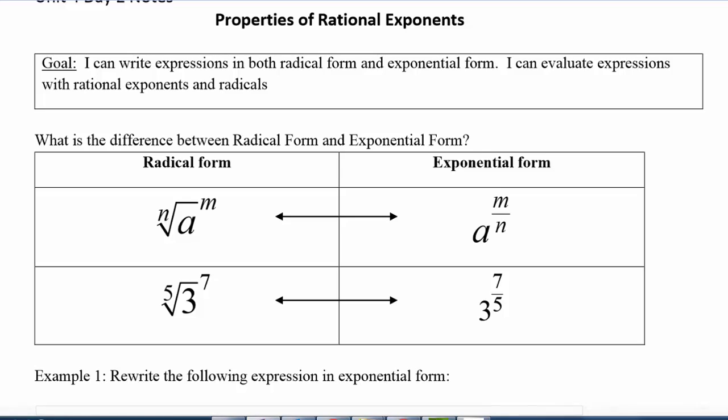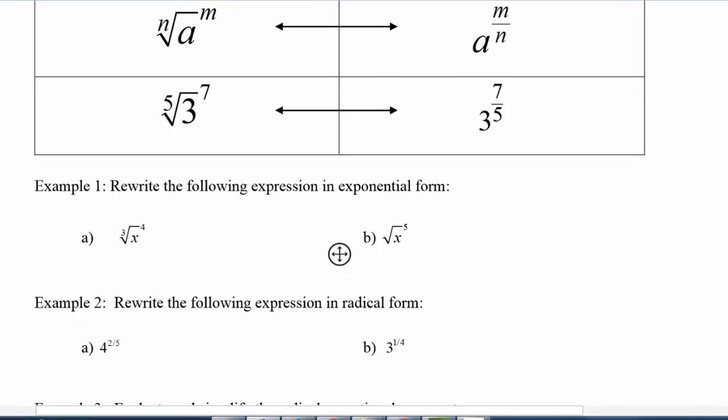Okay, so the first thing is that we need to understand that radical form and exponential form are related. If you have the nth root of a to the m, you can rewrite that as a to the m over n power. That goes the other way too. So if I give you 3 to the 7/5 power, that's the same as the fifth root of 3 to the 7th. And I always remember that the root is on the bottom, kind of like a tree's roots. A tree's roots are in the ground on the bottom.